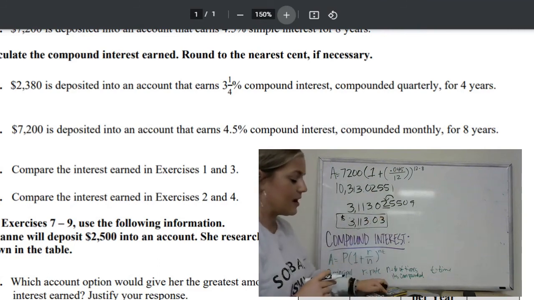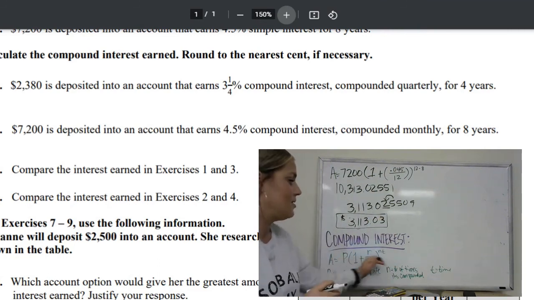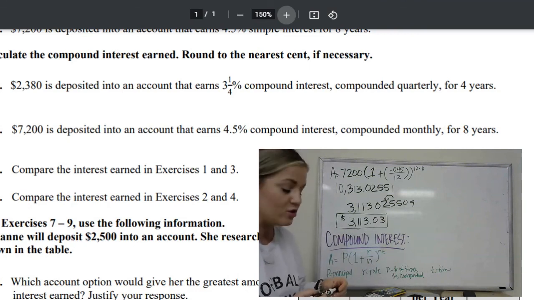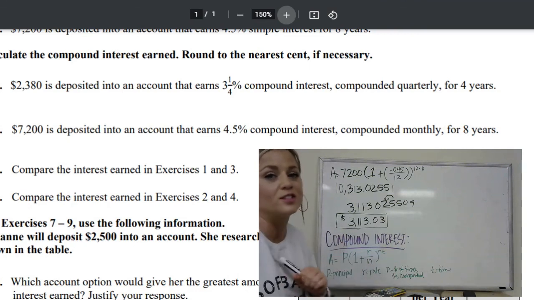So the hardest part today is going to be getting used to this formula. So make sure that you have that written down, guys. If you have questions, let me know.